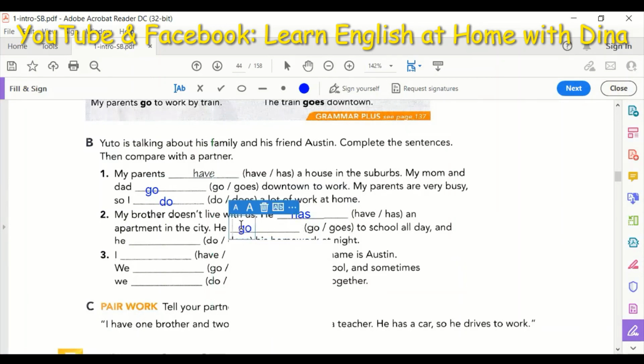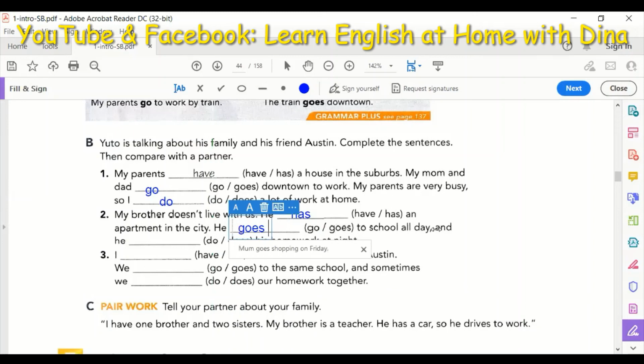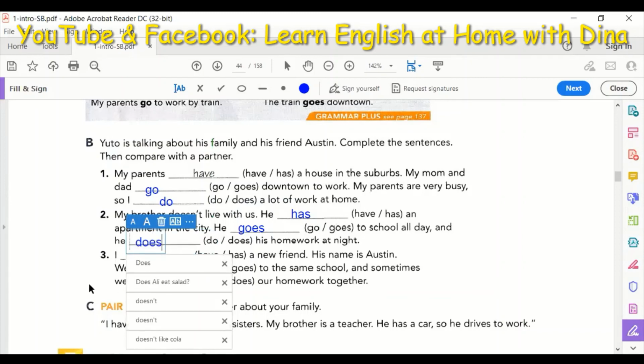He goes to school all day. Perfect. Thank you so much. And he do or does? Yes, of course. Thank you, Asim. Perfect. Salsabil, thank you. Mariam, Shireen, perfect. Mr. Ahmed. He does. Yes, he does his homework at night. That's really so nice. Perfect.